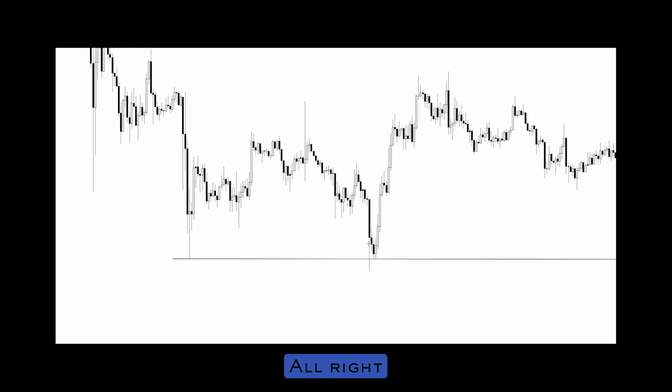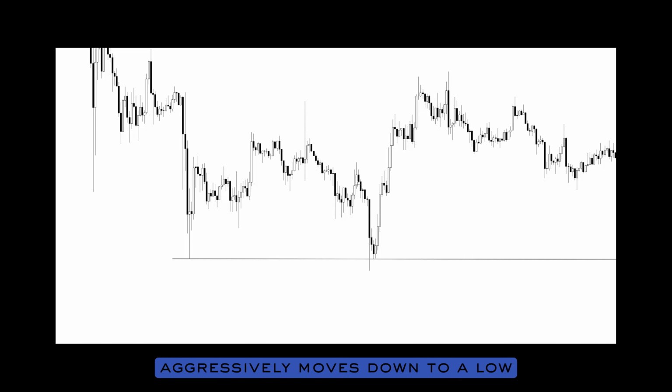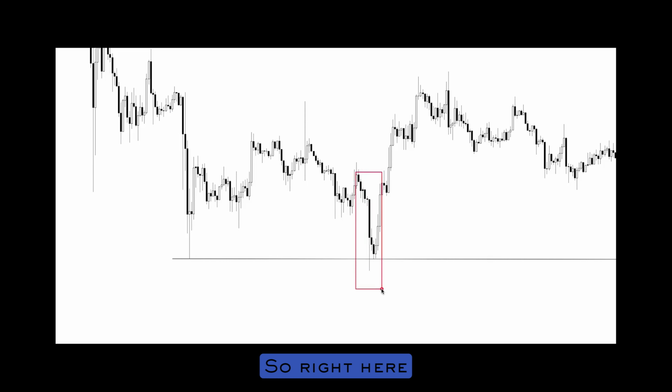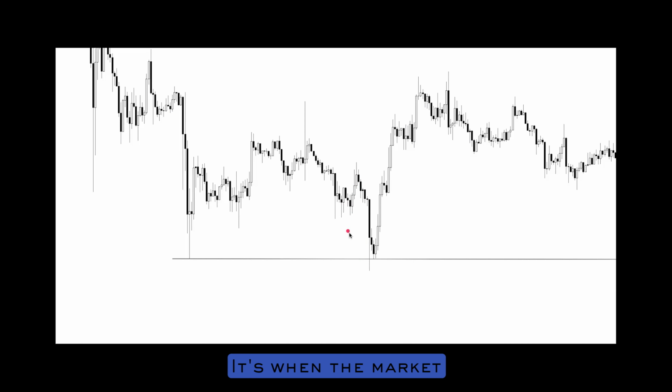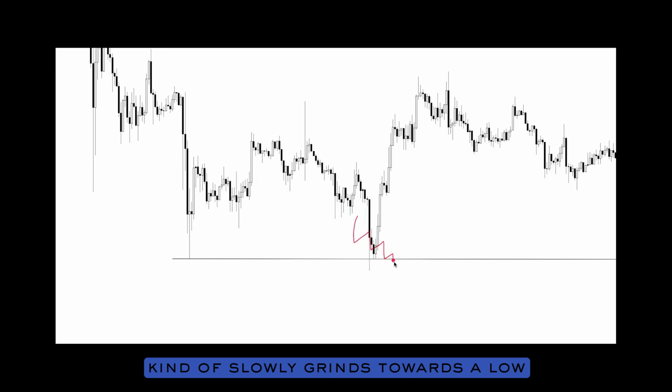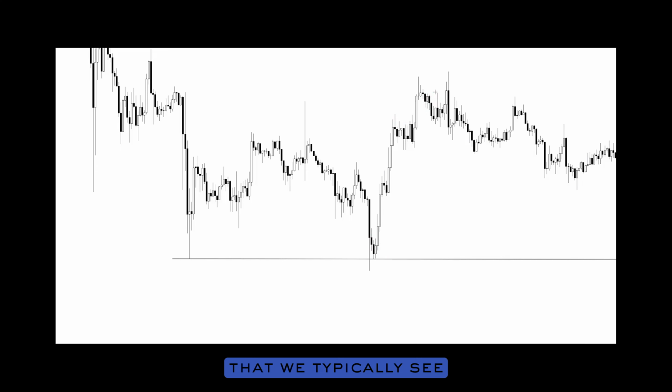Again, more often than not, what we'll see is when the market aggressively moves down to a low, so right here, an aggressive move to the low, more often than not we see a bounce when this occurs. It's when the market slowly grinds towards a low or slowly grinds towards a high that we typically see either the low or the high give way.